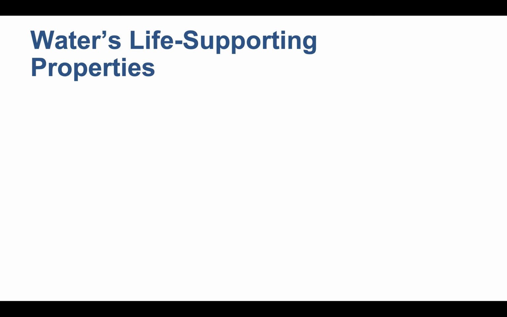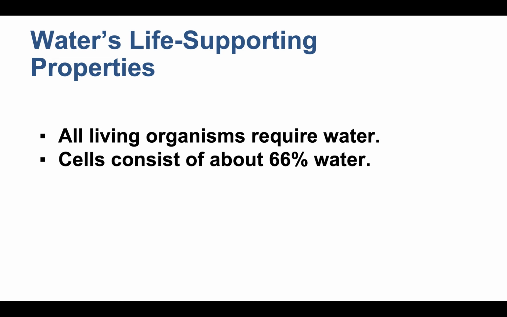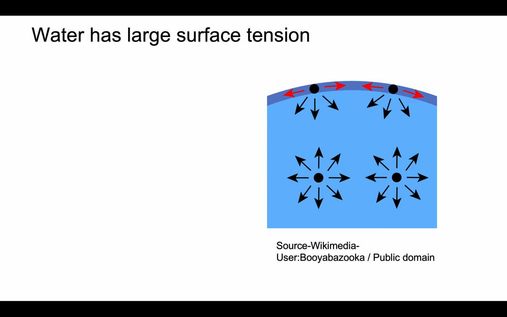So let's talk about water's life-supporting properties. Now, all living organisms require water. Actually, a large part of what our Earth is made of is water. And cells consist of about 66% water. So water plays an important and major role in life. Now, the question is, how does it contribute to sustainability of life? So now we're going to talk about different properties of water, and one of them is surface tension.